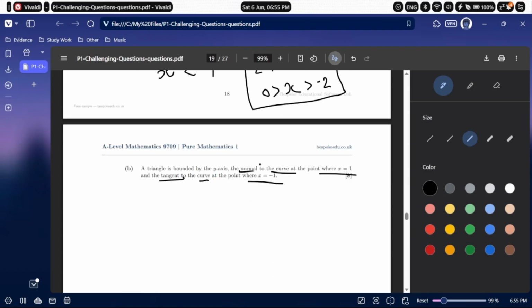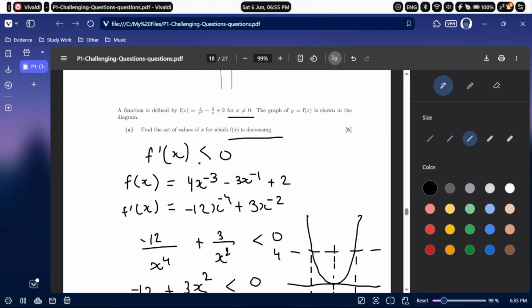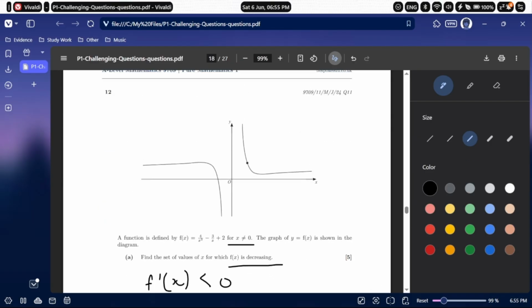So your first point is when x is 1, okay? You know that you have to use those points anyway, because you'll have to find out the normal for when x is 1 and the tangent when x is -1. So doing f of 1, you get the coordinate 1 comma 3, okay? When you do f of -1, you get 1. So -1 comma 1. These are your two coordinates. You can just mark them if you want. So 1 comma 3, and you have -1 comma 1.